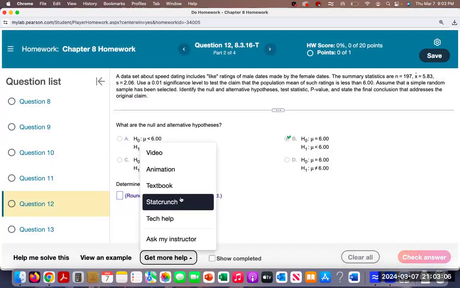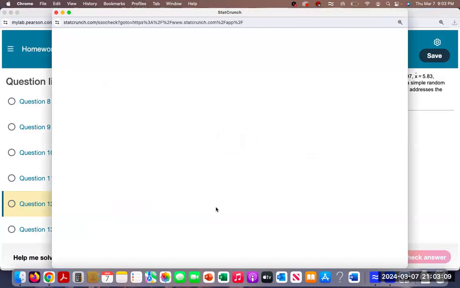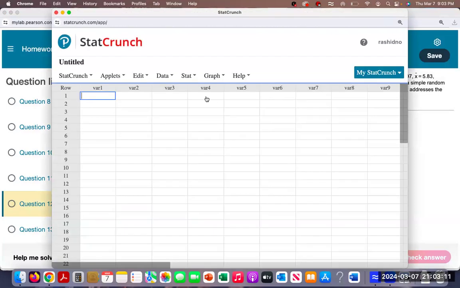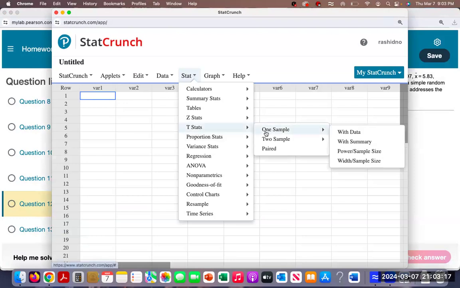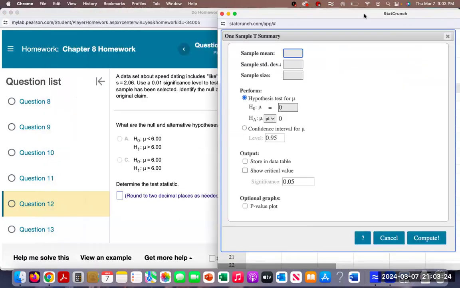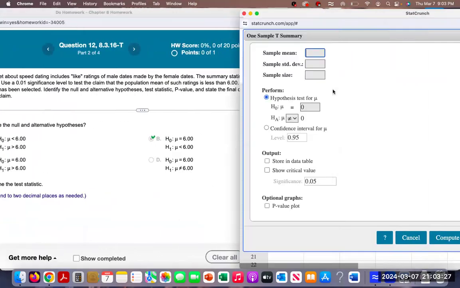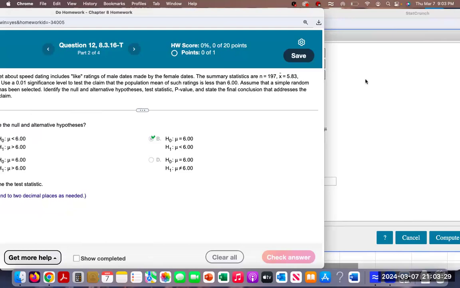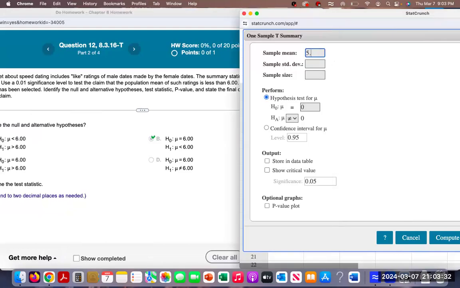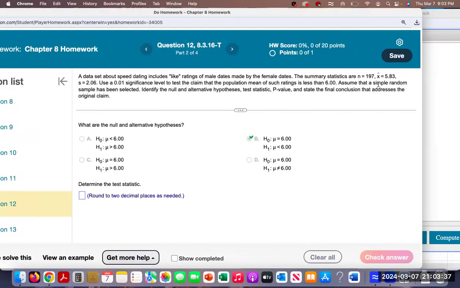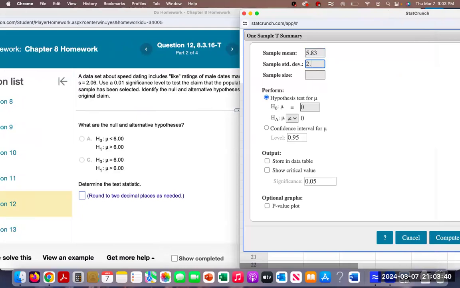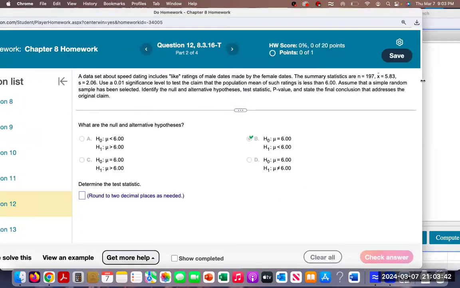We're going to use StatCrunch to do a t-test, since we're testing a claim about the mean and the population standard deviation is not given. So T Stats, one sample, with summary, since we don't have the data. From here, we're going to enter our sample mean, which is 5.83, the sample standard deviation, which is 2.06, and our sample size, which is 197.